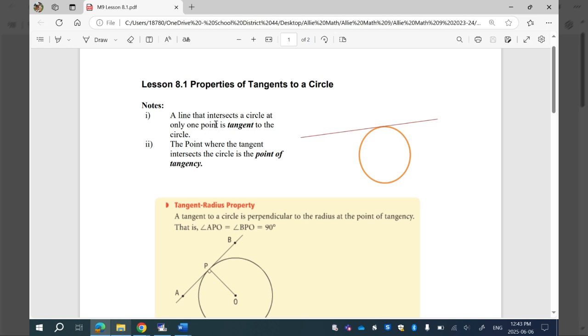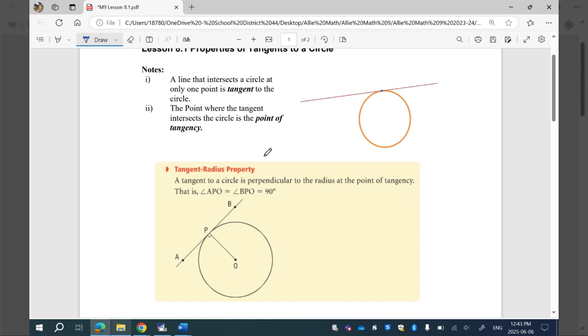A line that intersects a circle at only one point is tangent to the circle. So you can imagine, it looks like it touches more than one point, but just imagine that it only touches it at exactly one point. This line will be tangent to our circle. And the point where the tangent intersects the circle is a point of tangency. So that little point that I just drew right there is our point of tangency.